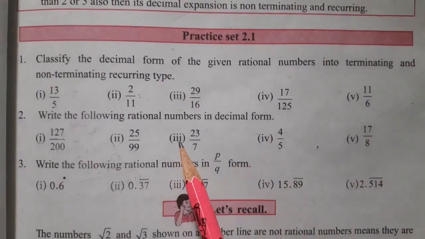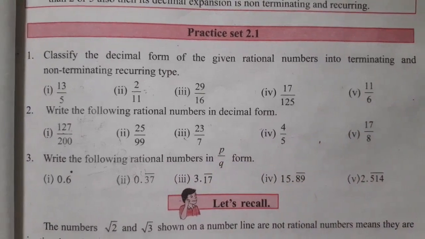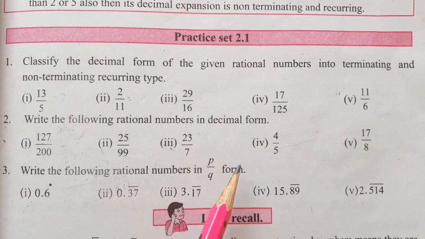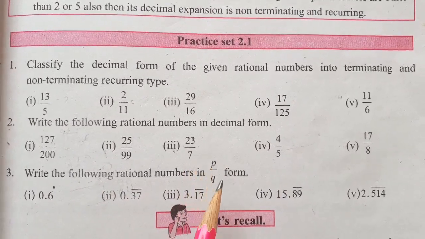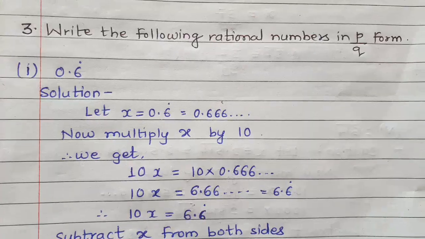Students, try to solve sub question 3rd, 4th, 5th by actual division process. Example number 3rd. Write the following rational numbers in P upon Q form. Some decimal forms are given and we have to write them into the P upon Q form. Sub question first, 0.6 dot over 6.